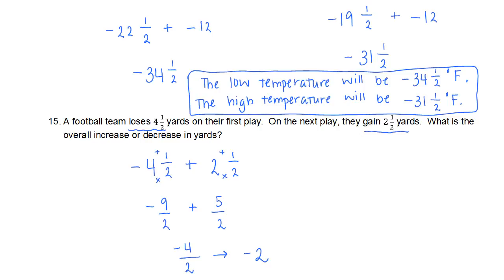Because we have a -2, we know that there was an overall decrease of 2 yards. So we can say in a complete sentence, there was an overall decrease of 2 yards.